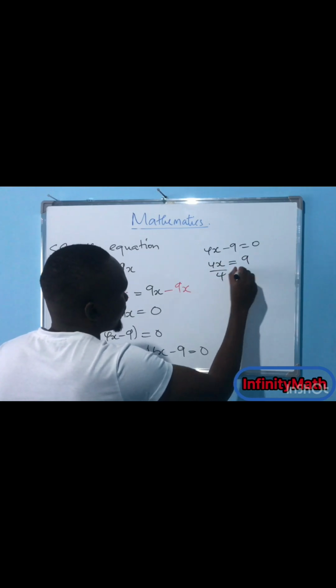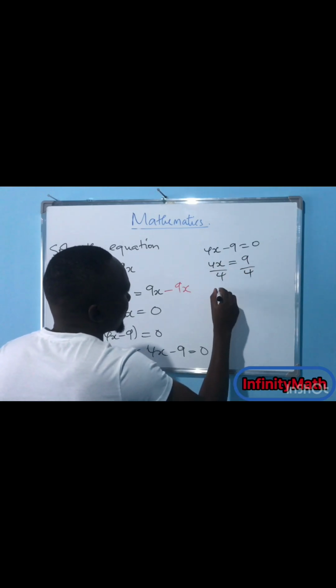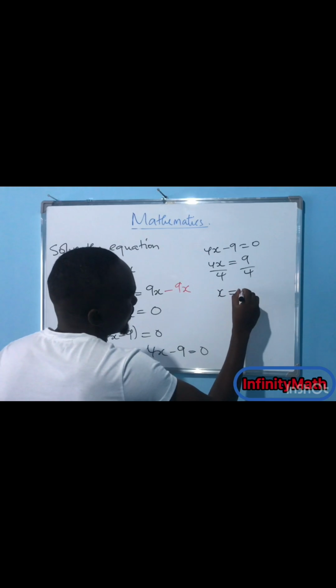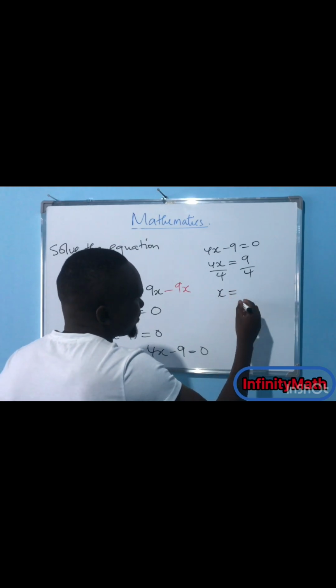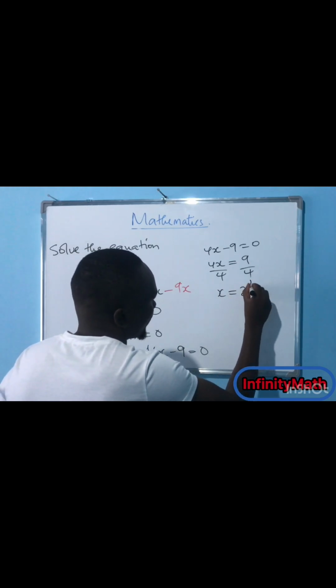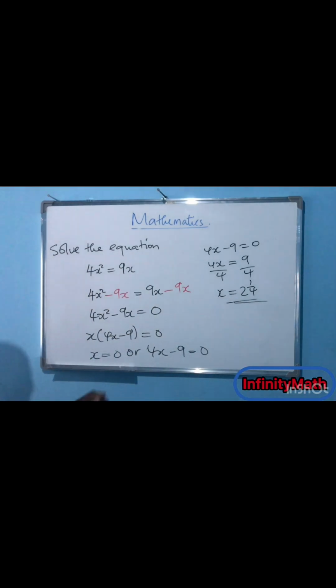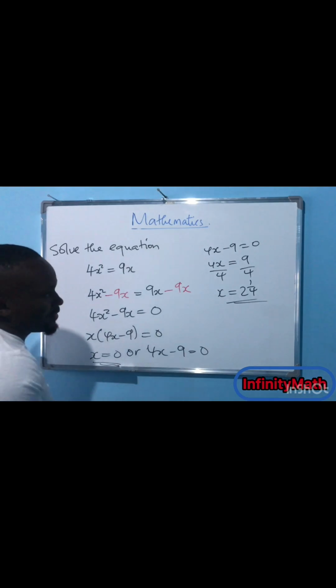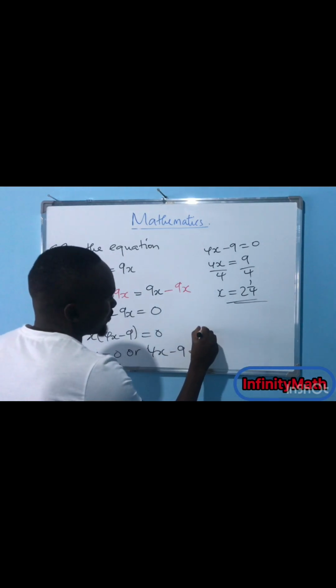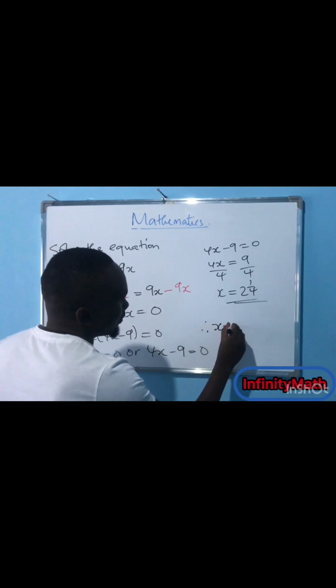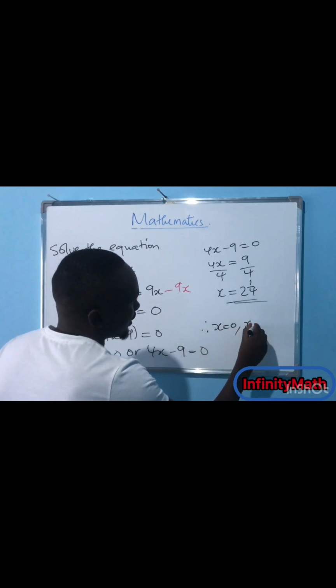We can divide by 4 on both sides, and then we'll have x equal to, we can write it as a fraction, 9/4. So x will have two values. The first value of x is x equal to 0, and the other value of x is x equal to 9/4. So we can conclude by saying, therefore, x equals 0, comma, again x equals 9/4.